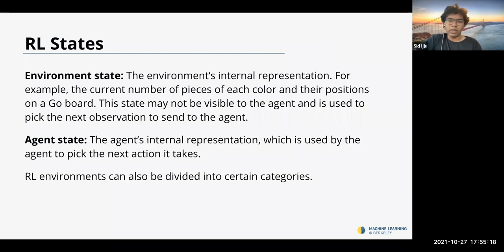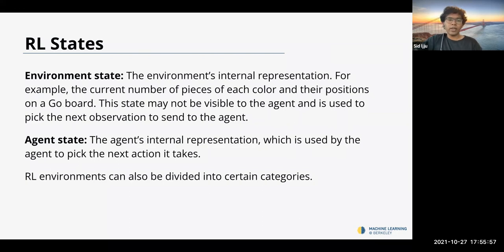And so this state, like I was mentioning before, may not be fully visible to the agent. It's used to pick whatever observation you want to send to the agent. The idea is that the state will simulate everything for the agent, but then the agent will only get either a certain bit of it or the full information of the state to choose the next action. Analogously, you could also define a state for the agent, which is used by the agent to pick the next action it takes. It's a bit more difficult to define this with a concrete example, but you can think of it as similar to the environment state, except for the agent.